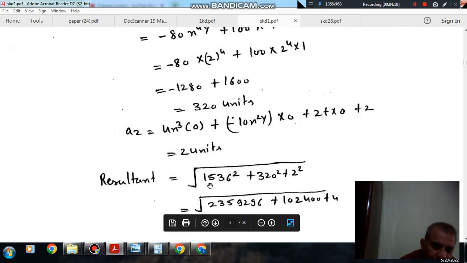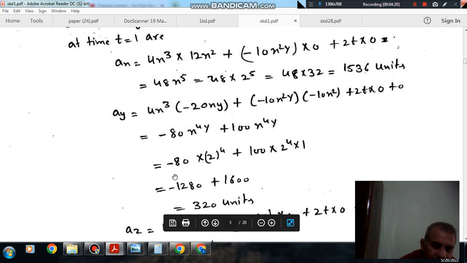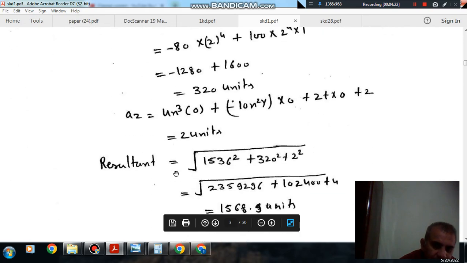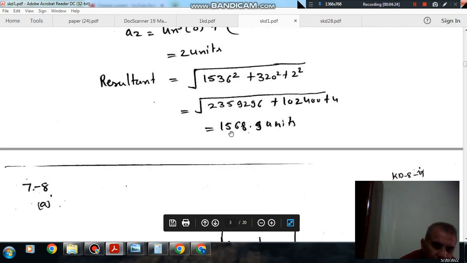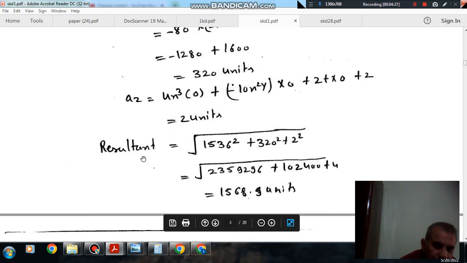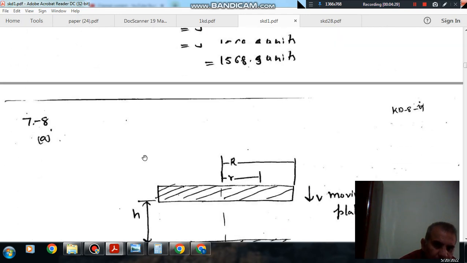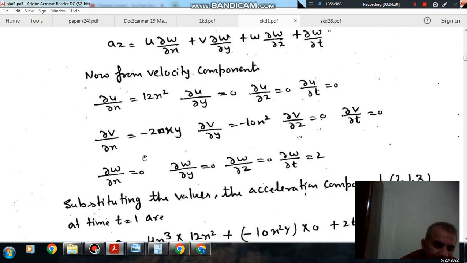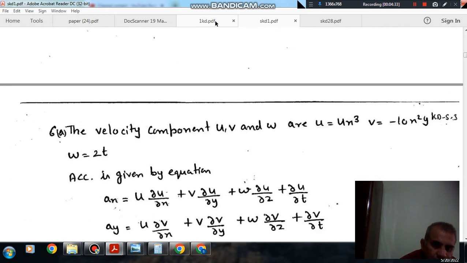So the resultant acceleration will be the square root of ax² + ay² + az². So that is 1568.9 units. Okay, so the answer is 6A.